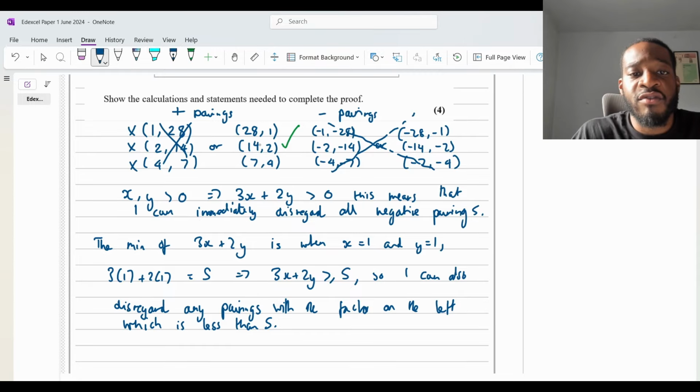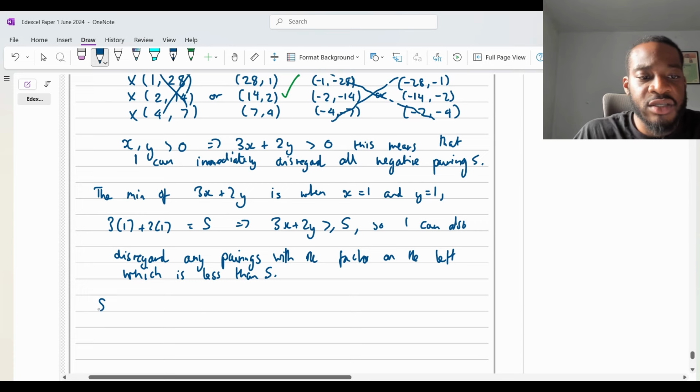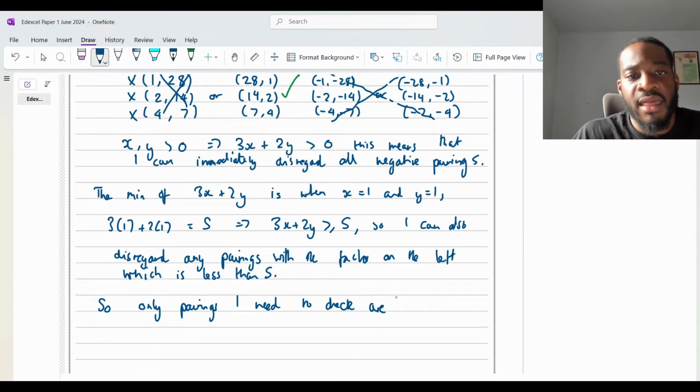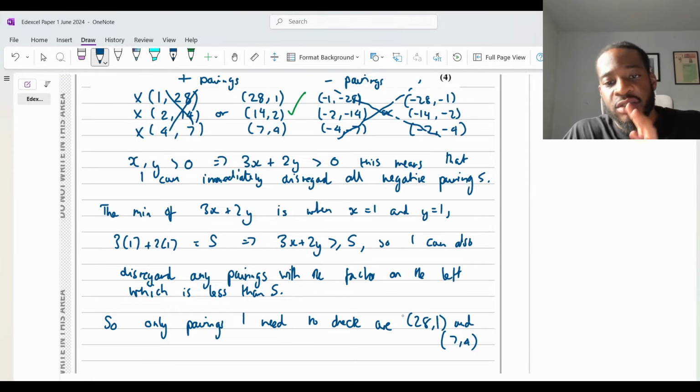But they've already done one of them for us, 14 and 2. So the only ones I need to check, right? So I can write this here. So only pairings I need to check are 28 and 1 and 7 and 4, right? Because the first factor is more than 5, isn't it? Both positive. So those are the ones I need to check.